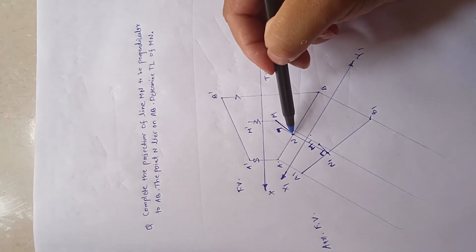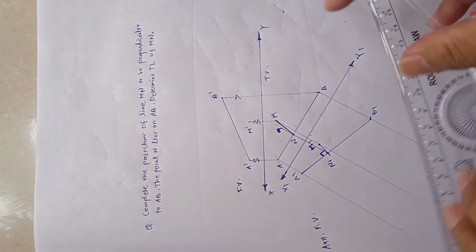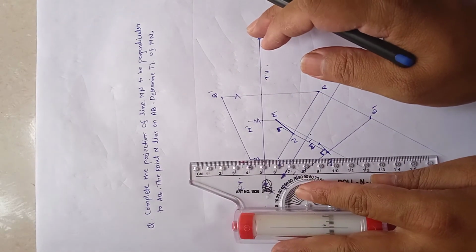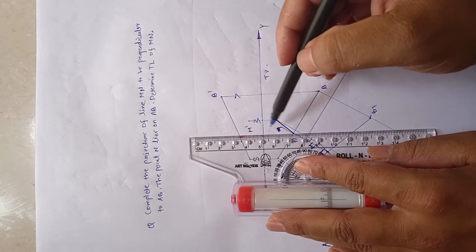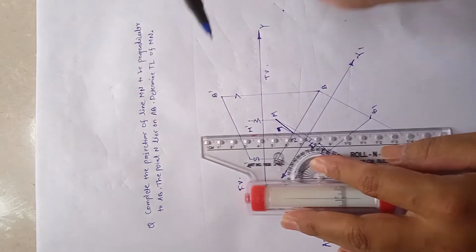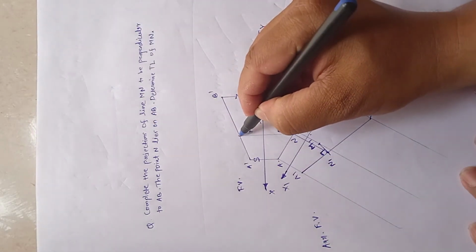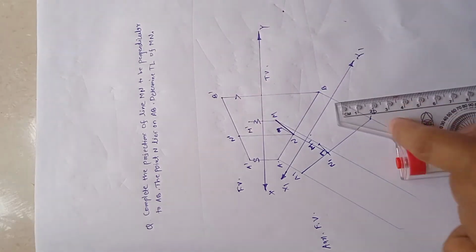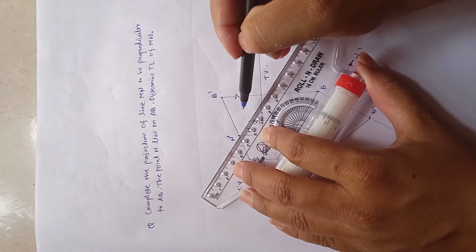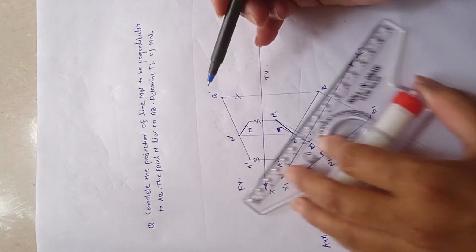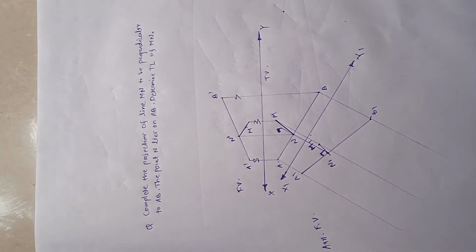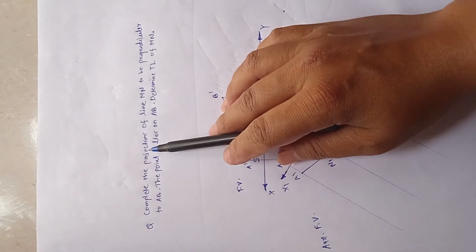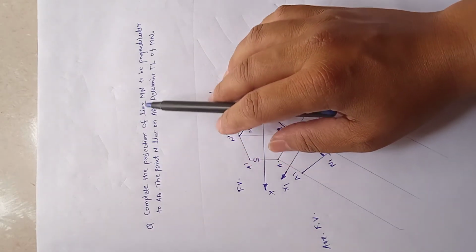Now project this point N at the front view vertically. First put your scale parallel to this projector, slide it, and draw the vertical projection. Here you will get the front view of point N, that is N dash. Now join M dash with N dash. In this way the front view and top view of point N is completed, that is, the MN line is completed. Now one part of the problem is complete, that is, complete the projection of line MN.